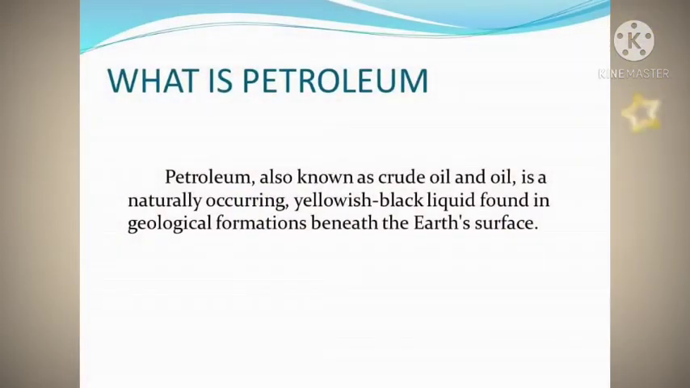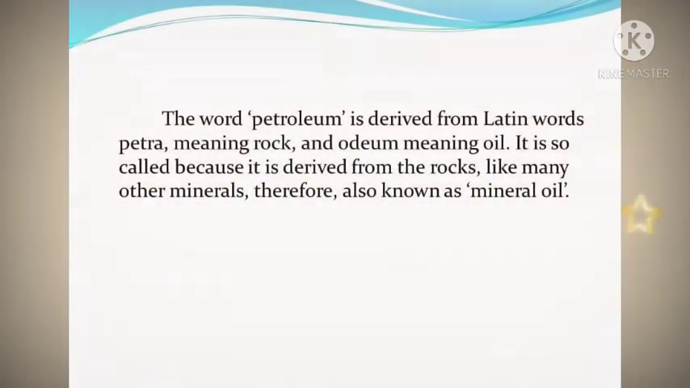What is petroleum? Petroleum, also known as crude oil and oil, is a naturally occurring yellowish black liquid found in geological formations beneath the Earth's surface. The word petroleum is derived from Latin words petra, meaning rock, and oleum, meaning oil. It is so called because it is derived from the rocks, like many other minerals, therefore also known as mineral oil.